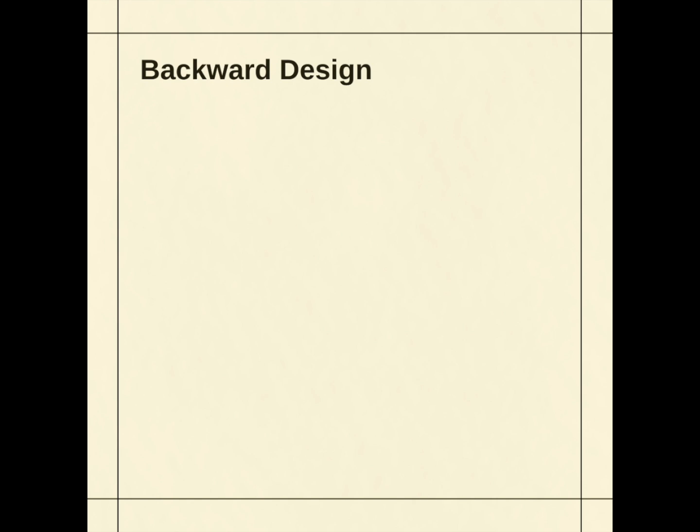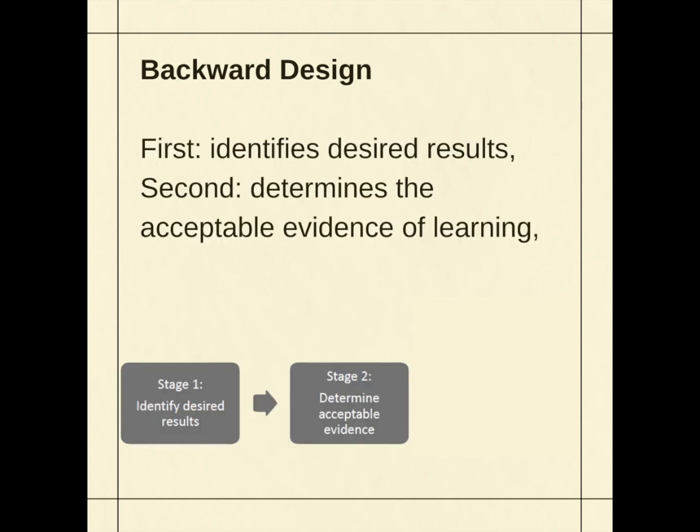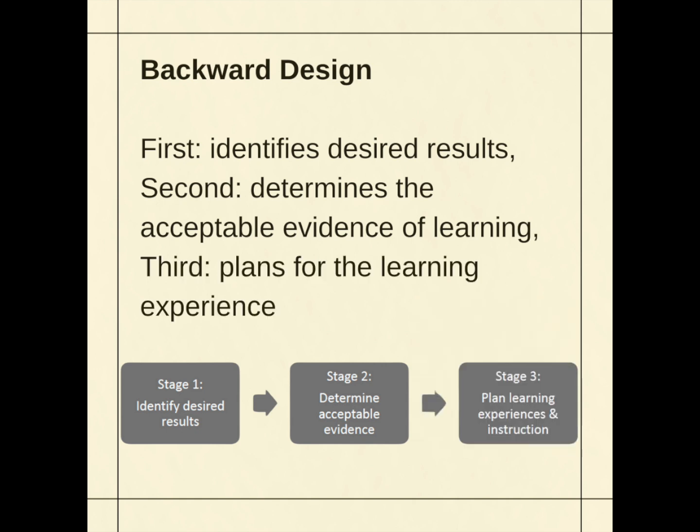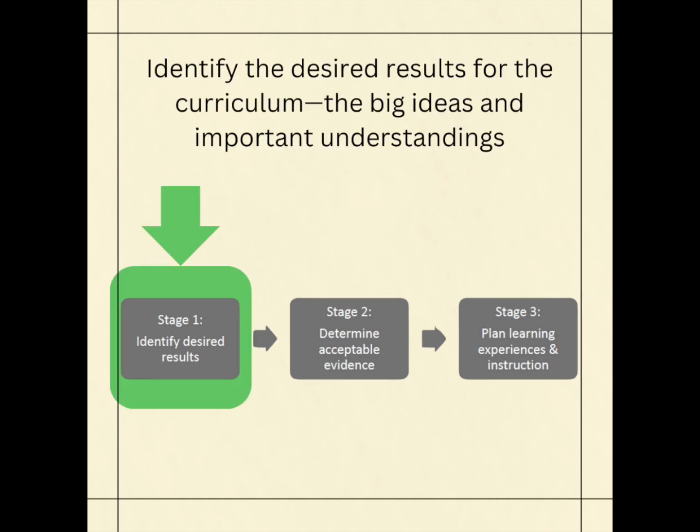Very simply, backward design first identifies desired results, second, determines the acceptable evidence of learning, and third, plans for the learning experience. Backward design begins with the end in mind. In other words, it starts with identifying the desired results, the goal of instruction. Let's look at the 3 stages of backward design. The first stage is to identify the desired results for the curriculum, the big ideas and important understandings.